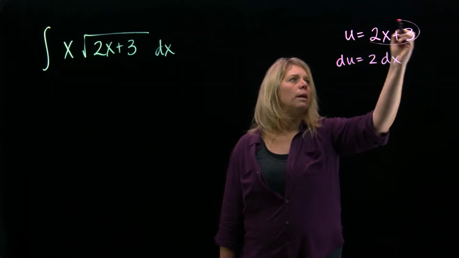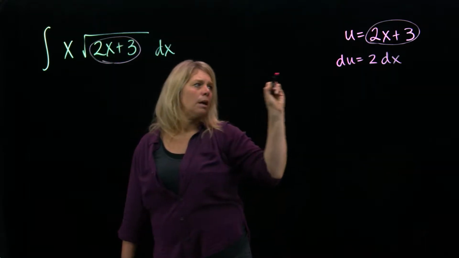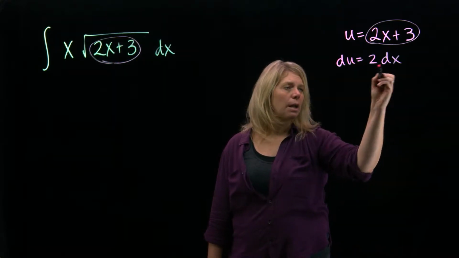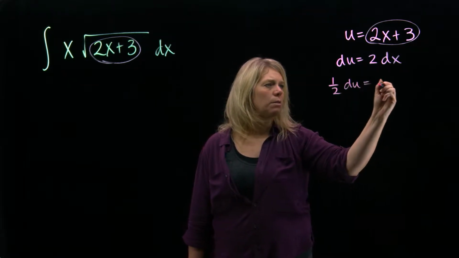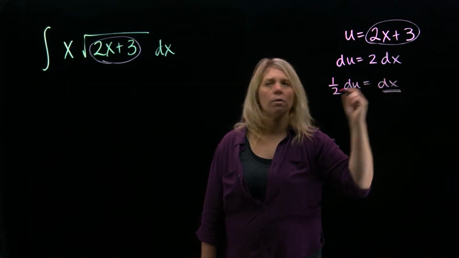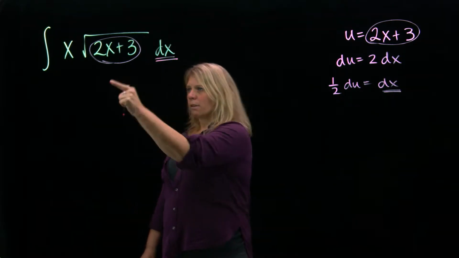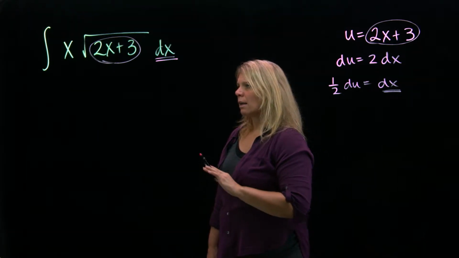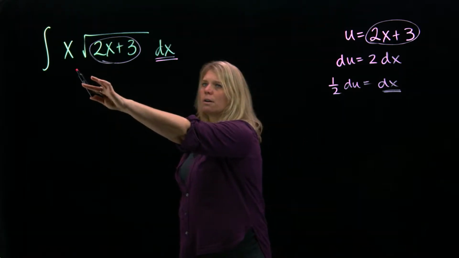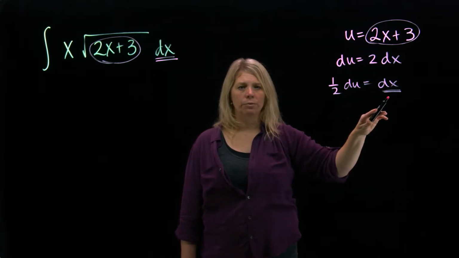And then you need to start matching things up. All right, so in place of the 2x plus 3, I'll put u. I don't have a 2 dx, but I can divide through by 2 to get 1/2 du equals dx. So in place of the dx, I'll put 1/2 du. We have a little bit of a problem with this one, though, in that I have this extra x left over that's not accounted for here with my u and my du.